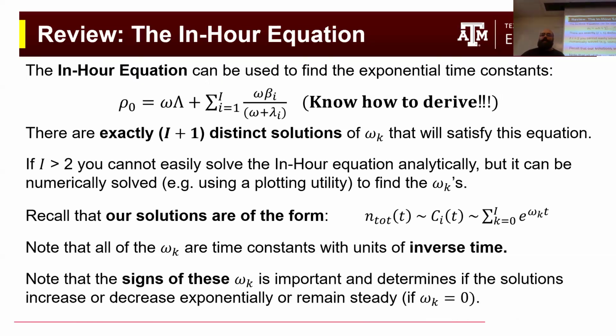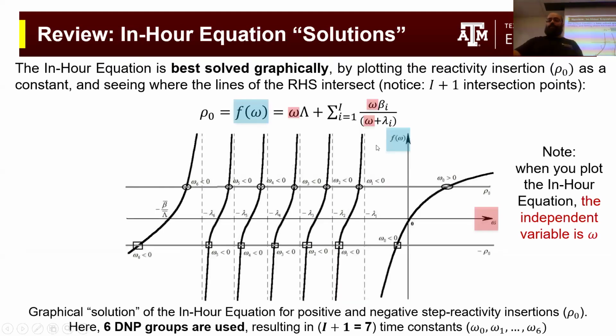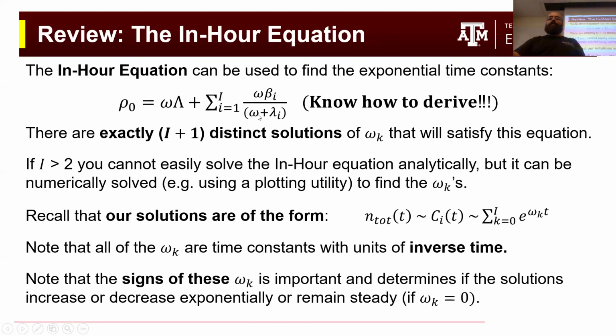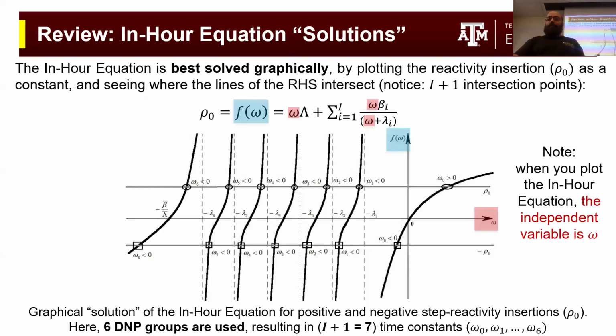The n-hour equation is how you find those time constants. We want to know how to derive this, and how to use it to find the solutions, which are those roots, those omega k's. The omega k's are the solutions to this equation. If I is bigger than 2, meaning the number of precursor groups is bigger than 2, you can't do this analytically. You have to do graphical solutions, and that is what we talked about last time.